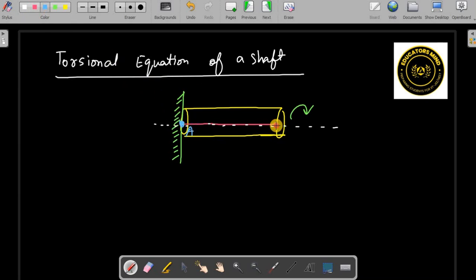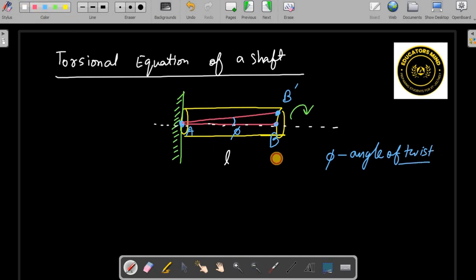Let's say this is AB. This line is right now like this. After you apply a torque, there will be a twisting effect and this point B will come here as B dash. So there is a twist. Let's say phi is the angle of twist. Let's say the length of this shaft is L and the radius of this shaft is R.